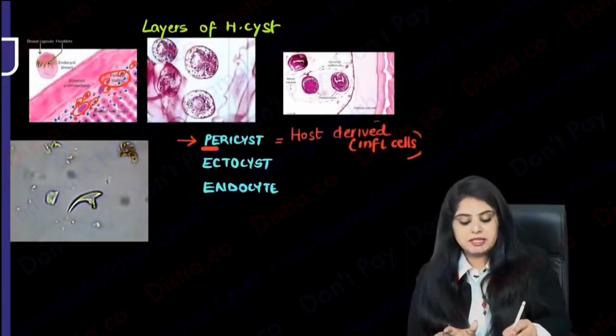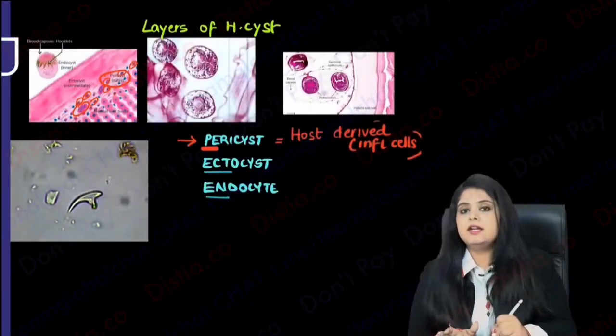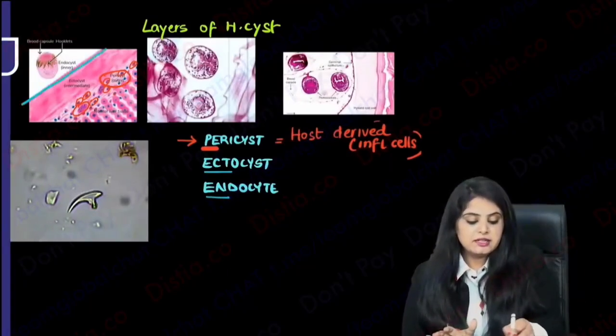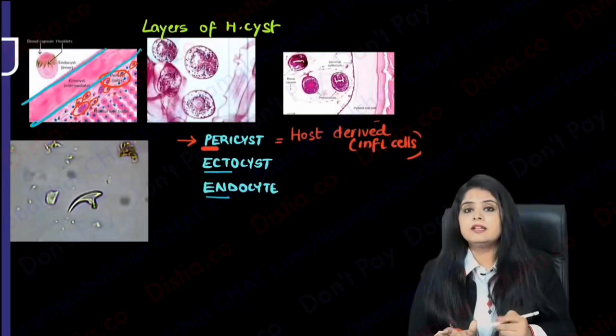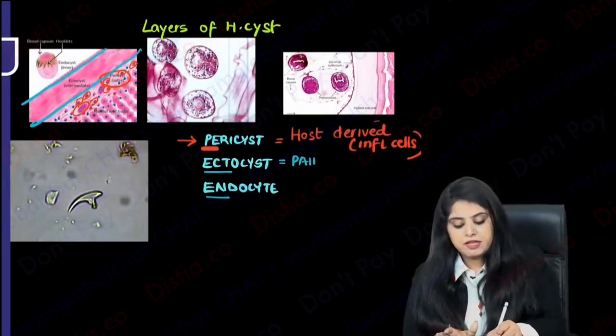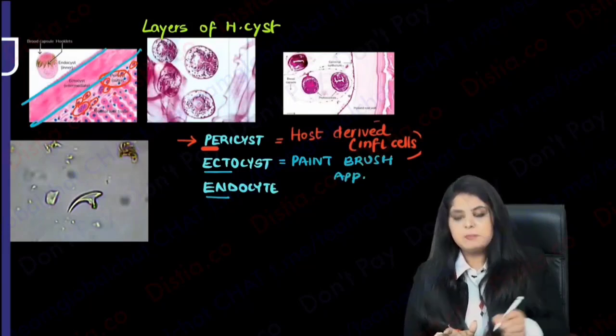What is parasite making? Parasite has ectocyst and endocyst. Ectocyst on outside, endocyst on inside. So what is the next layer? The next layer is ectocyst. What is it looking like? It's looking like a pink color line. Ectocyst shows you the famous paintbrush appearance. Very, very, very famous question. Ectocyst shows you the paintbrush appearance.